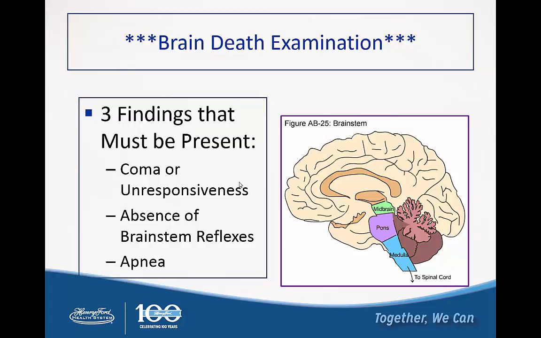Usually at this point, I have asterisks on this slide because it's the only slide where you have to open your eyes just for a minute and look up here. Because if you can remember the things on this slide, then you don't need to listen to anything else I have to say. So the 3 findings that must be present in order to make this diagnosis are coma or unresponsiveness, absence of brainstem reflexes, and apnea. That's it. And essentially in establishing that, we are assessing the various anatomic areas of the brain: the cerebrum, the brainstem, and the medulla.